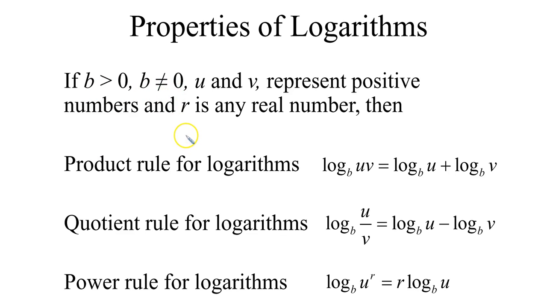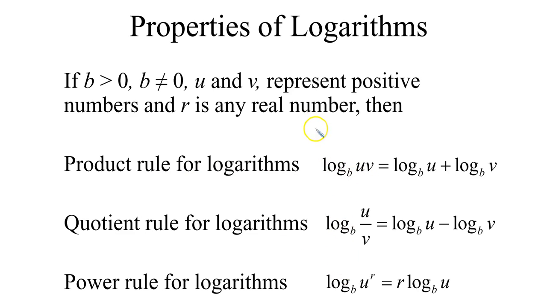Also, in keeping with the domain of our logarithmic functions, whatever we're finding the logarithm of, in this case our u and v, must represent positive numbers. And when we talk about r as an exponent, this can be any real number. So there are 3 rules for logarithms. Whether you remember the names for them or not, you need to be able to work with them.